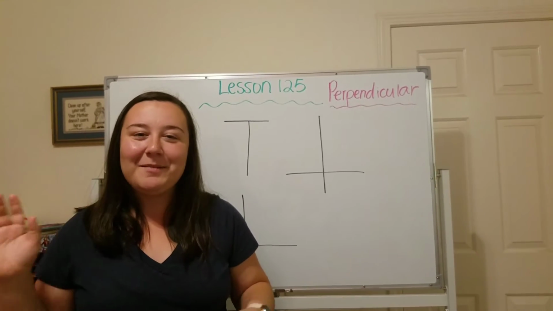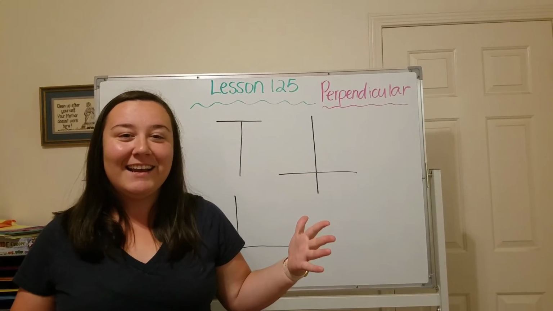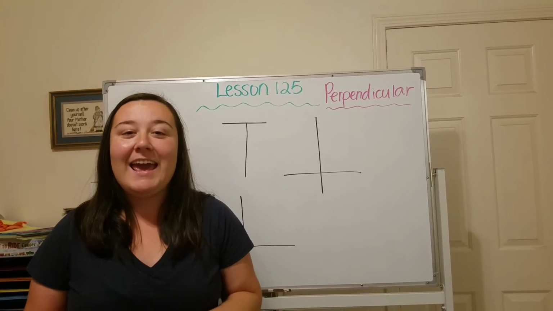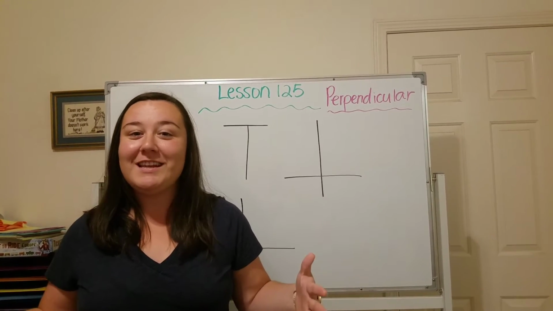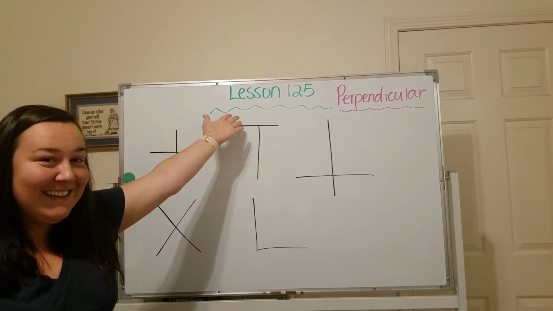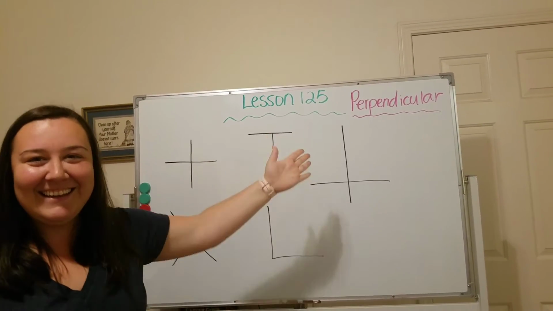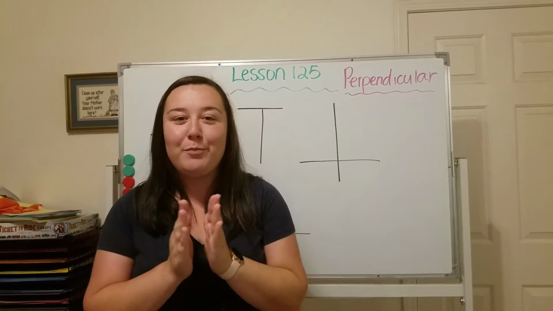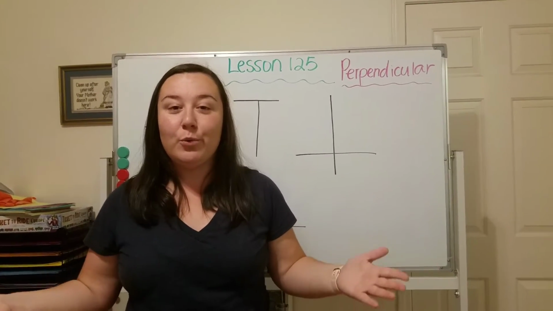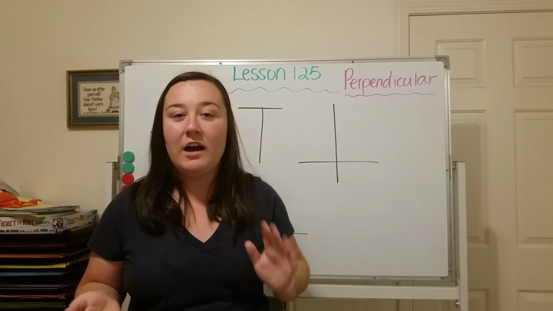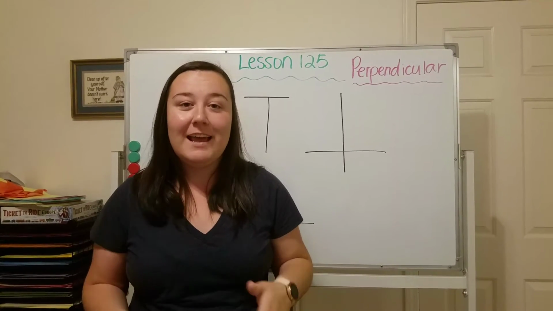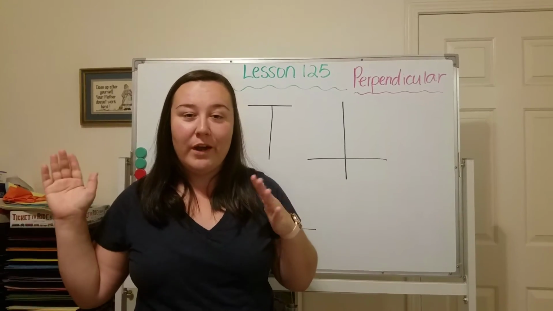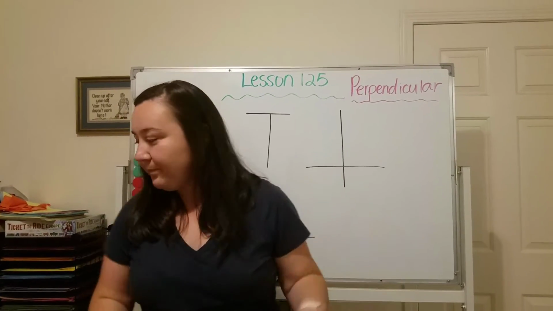Hi, second grade. So today is a very exciting day because we are doing our last math lesson, and the lesson that we are doing today is Miss Barron's Lesson 125, Perpendicular Lines. Yes, lesson 125, perpendicular lines. Another word for perpendicular lines is intersecting lines, and I will explain what that means. It's a very short lesson, so we are going to start with that.